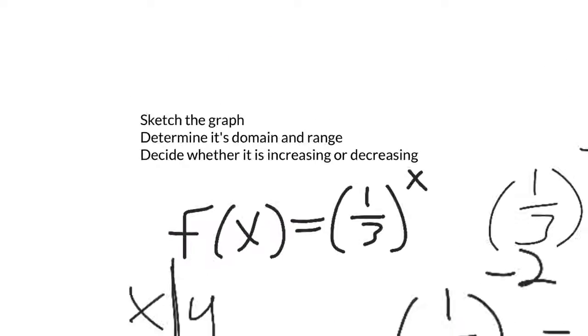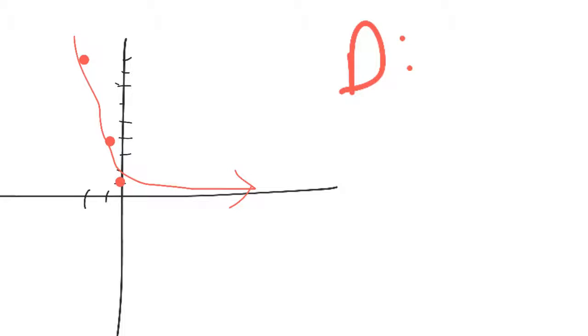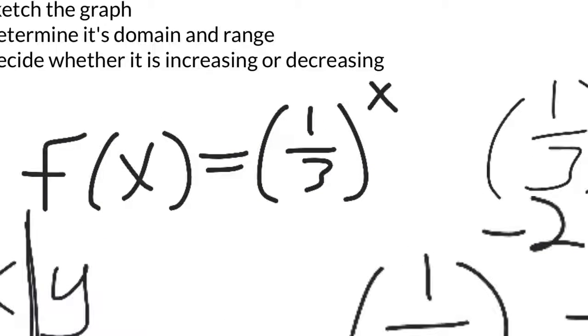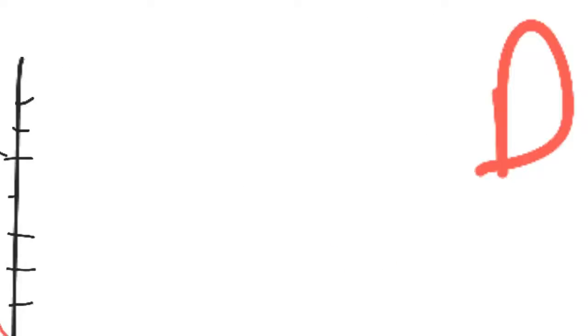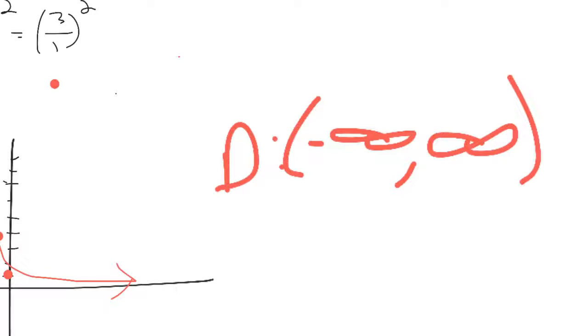We need the domain, range, and whether it's increasing or decreasing. The domain represents all the x values that work in the function. So there's no problem with plugging in any x values. You can't square root a negative, you can't divide by 0, so no problem. We're going to say the domain is negative infinity to positive infinity.